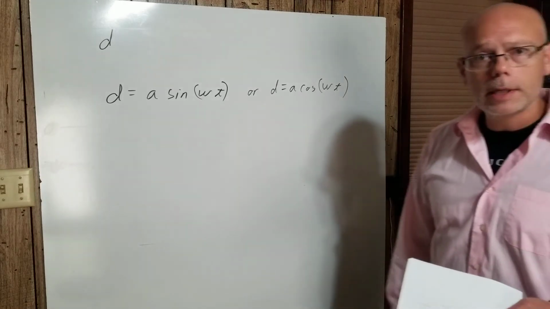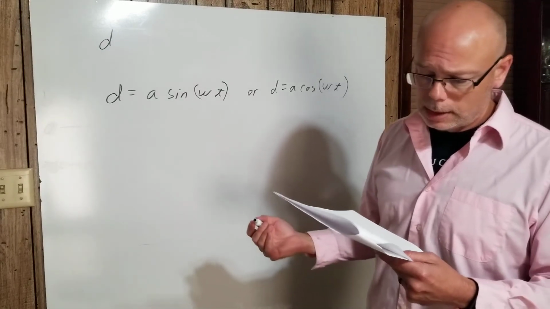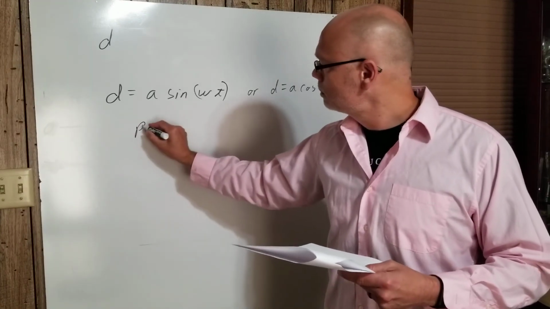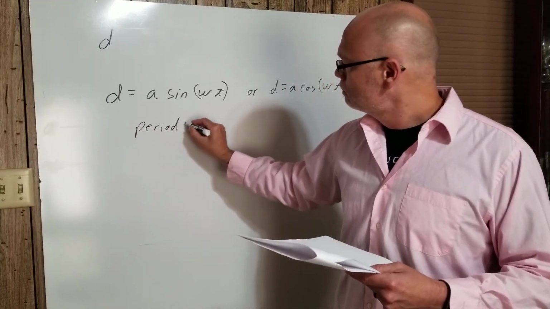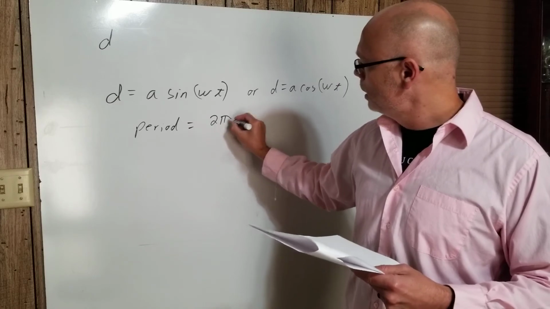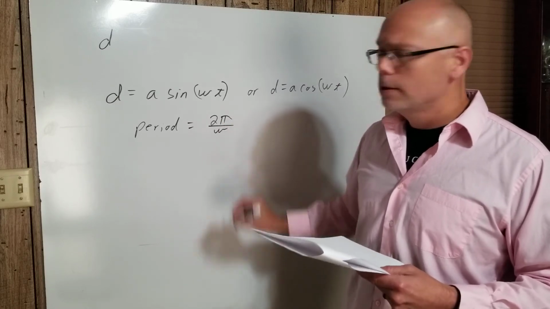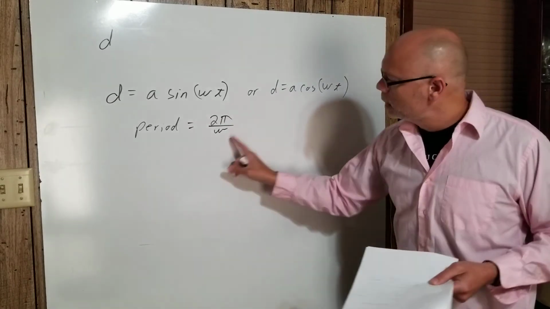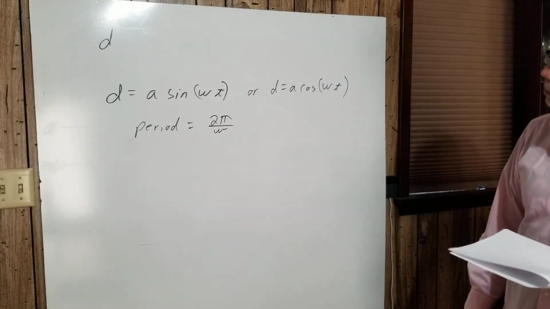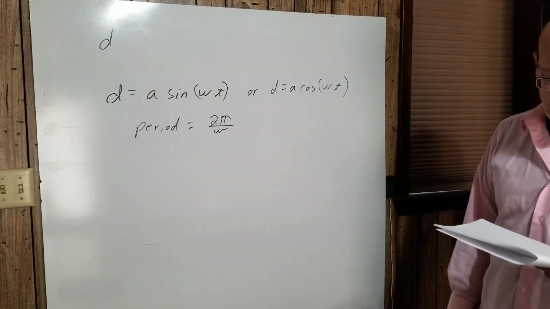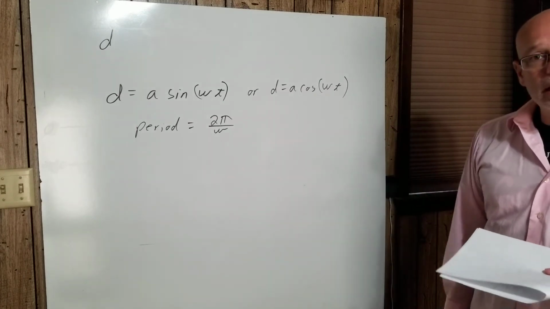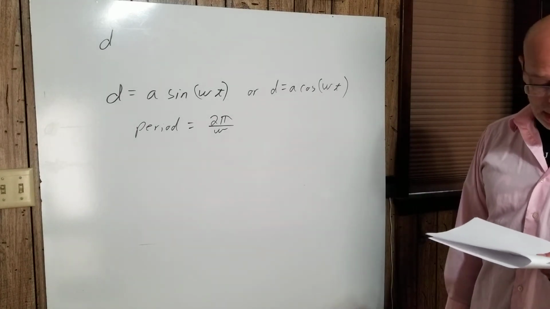The amplitude is the absolute value of A. I don't think I need to write that down. The period is going to be 2 pi over omega. In other words, you find it the same way we did back in the cosine function whenever we were graphing that section, but you're going to use omega instead of b this time.